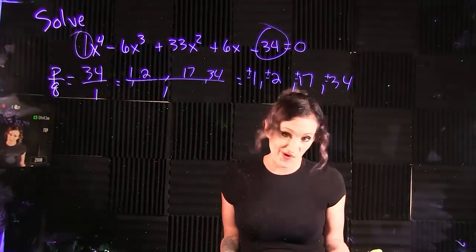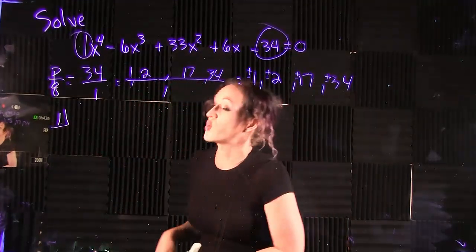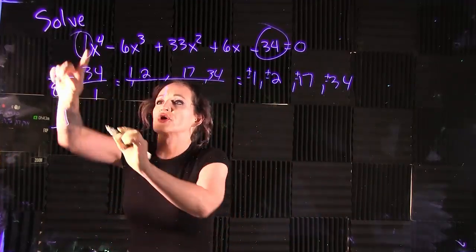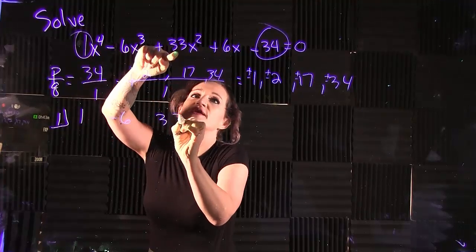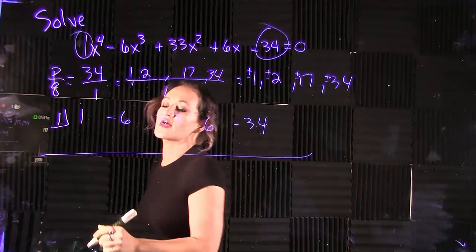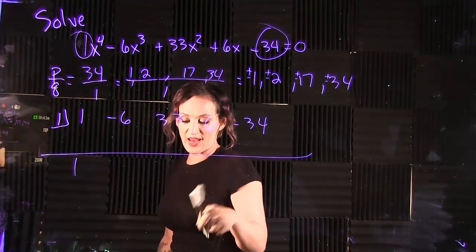That's the process, okay? So I'm going to start with a 1, and let's test the number 1 and see if it works. So I'm going to put 1 in the box. Drop down your coefficients here. 1 for x to the 4th, negative 6, 33, 6, negative 34. Do synthetic division to see if this works. Drop down the 1. Multiply and add, multiply and add.